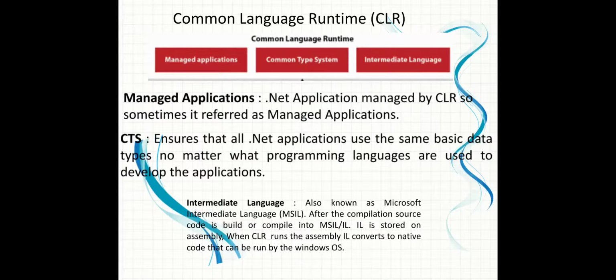In the .NET framework we use different languages, and some basic data types are the same, but they still have some differences. For example, in Visual Basic, if we create an integer variable, the data type is Integer, but in C Sharp it is int. So that is the difference, and that can be managed by the CTS, the common type system.